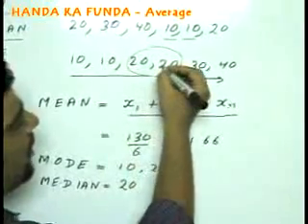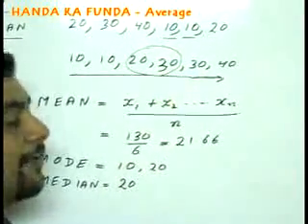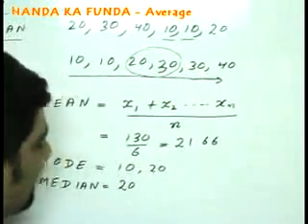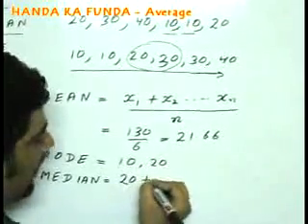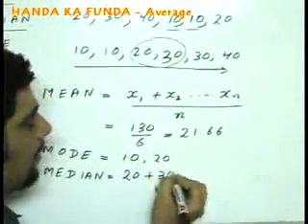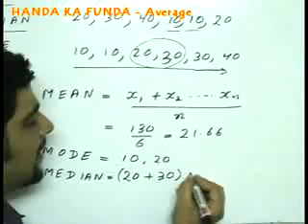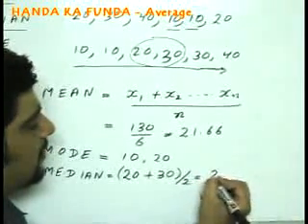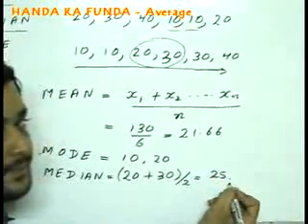What if there were 2 middle values, one was 20 and one was 30? Then the median will not be just 20 or just 30, but it would be 20 plus 30 by 2, which means 25.